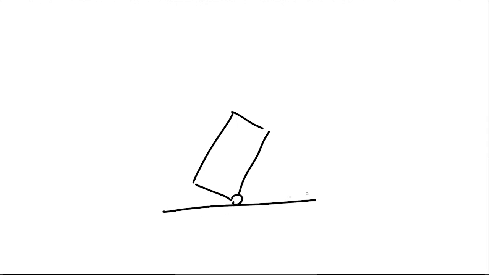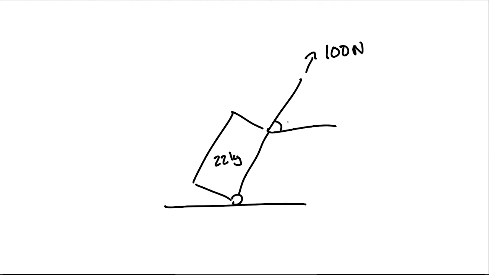Alright, okay, so we've gotten here. First of all, we have a suitcase on wheels, on a level floor, and we're pulling it by the handle. This is 22 kilograms. Pulling it by the handle with a force of 100 newtons at a 30 degree angle. This doesn't look like a 30 degree angle, right?